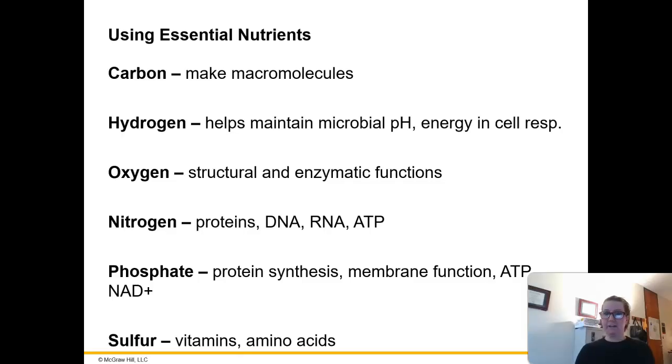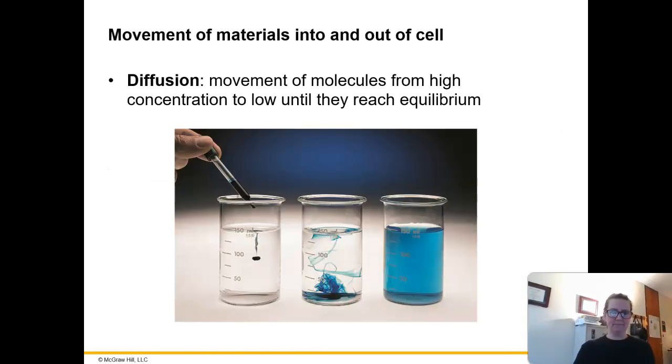Important to the manufacturing of vitamins and amino acids. So there's a couple of different terms that we need to introduce. I'm sure you've heard these before: diffusion and osmosis. The reason why we need to think about this when we talk about bacterial cells is it helps us understand how materials are getting moved from inside the bacterial cell to outside.